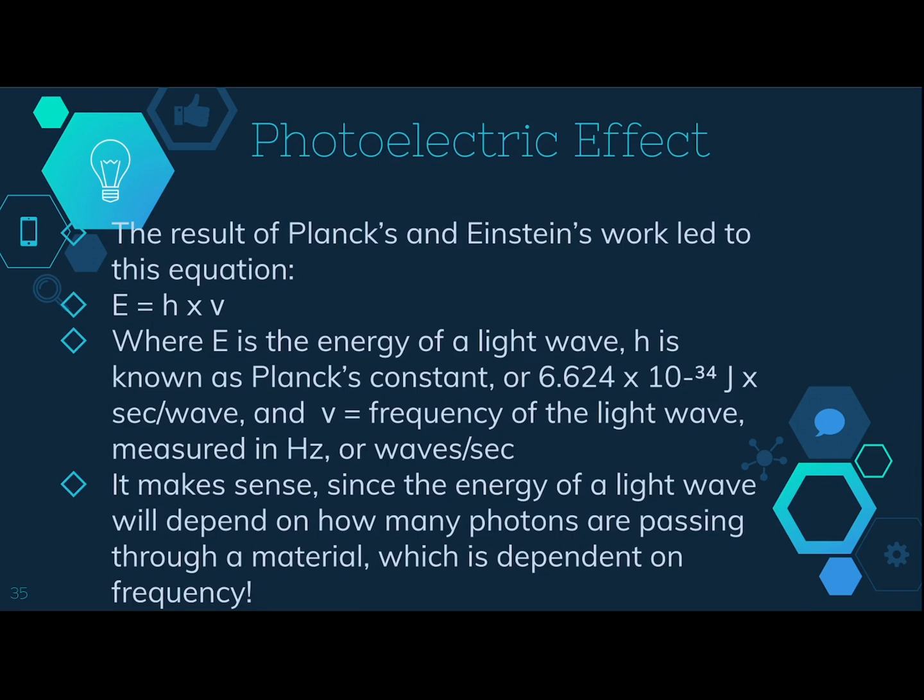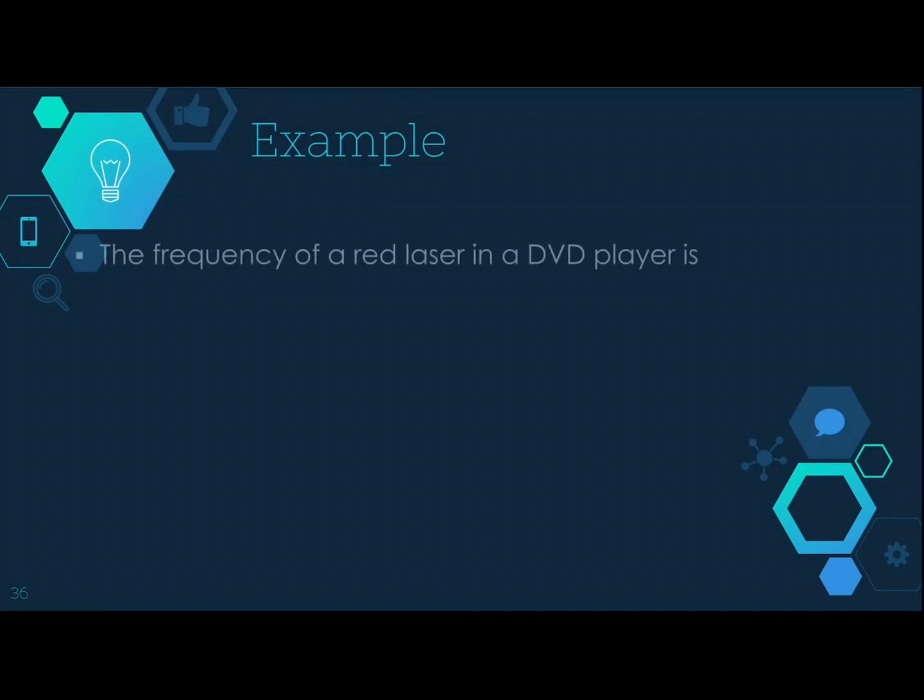The result of Planck's and Einstein's work led to this equation: energy equals Planck's constant, which is h, times frequency. And we talked about this equation a little bit last class. So again, E is the energy of the wave, h is Planck's constant, or 6.626 times 10 to the negative 34, and the little v is frequency, which is measured in hertz. It makes sense since the energy of a light wave will depend on how many photons are passing through a material, which is dependent on frequency.